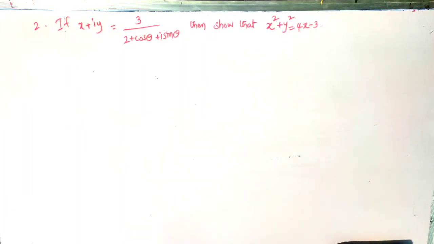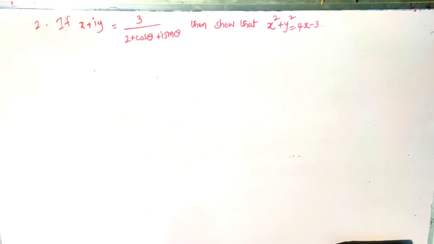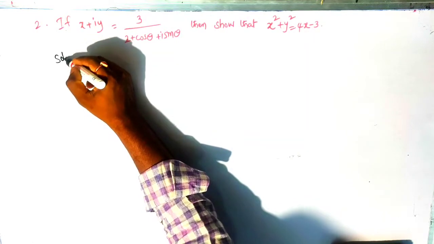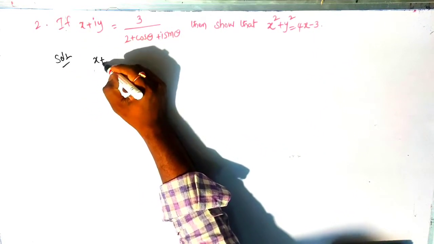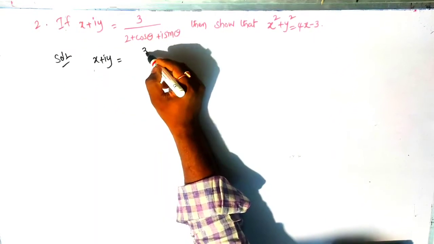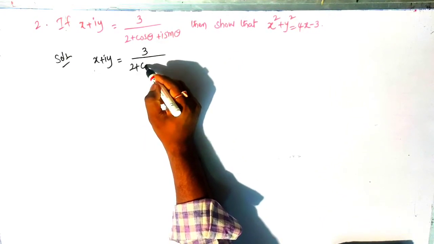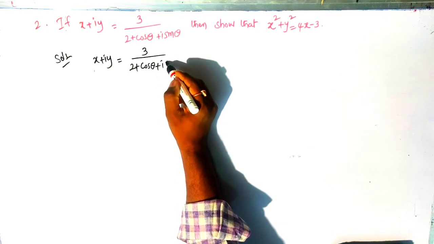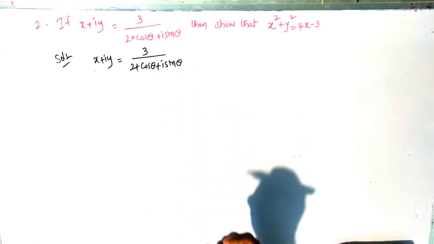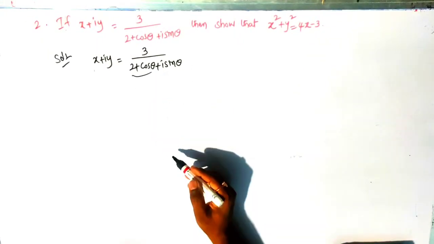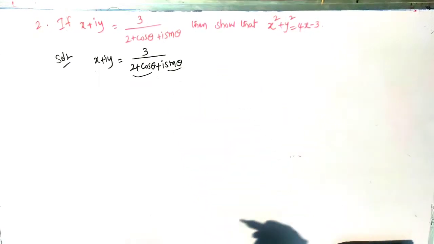If x plus iy is equal to 3 by 2 plus cos theta plus i sin theta, then show that x square plus y square equals 4x minus 3. Okay, now x plus iy is equal to what is given here: 3 by 2 plus cos theta plus i sin theta. Same as the previous problem. Here also the real part is 2 plus cos theta and the imaginary part is sin theta.